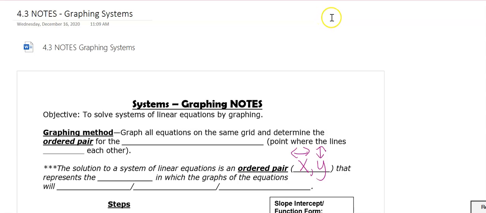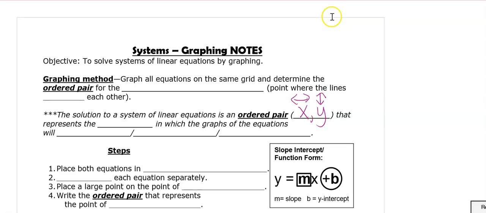Graphing systems notes. Objective, to solve systems of linear equations by graphing. The graphing method. So we've written the equations, now we're going to start graphing them. Graph all equations on the same grid and determine the ordered pair for the point of intersection. So what we're doing now is we're going to graph two lines and see where they intersect. This is the point where the lines cross each other. So we're going to have 2 points and find out where they cross.